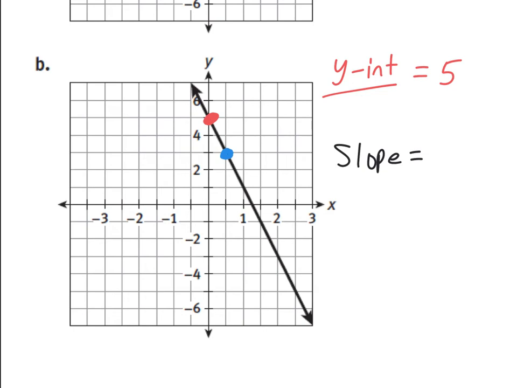So the change in y values, this one actually went down 2 units. And the change in x's is just over 1 unit. Okay, so it's negative 2 over 1, which can be simplified to just be negative 2.